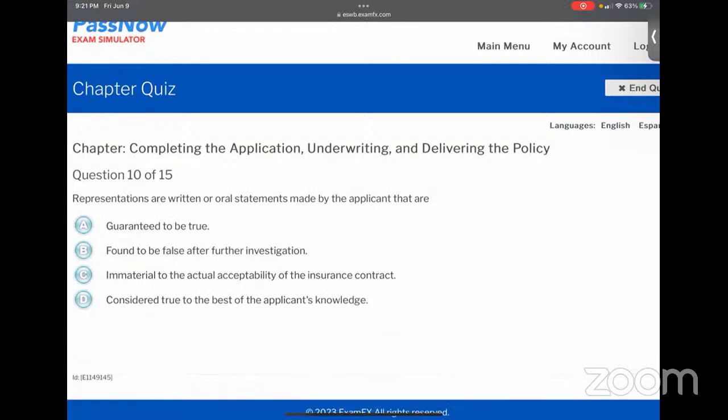All right, number 10. Representations are written or oral statements made by the applicant that are, oh, this one's easy. Which one y'all say this one is? A. Okay. D. Okay.